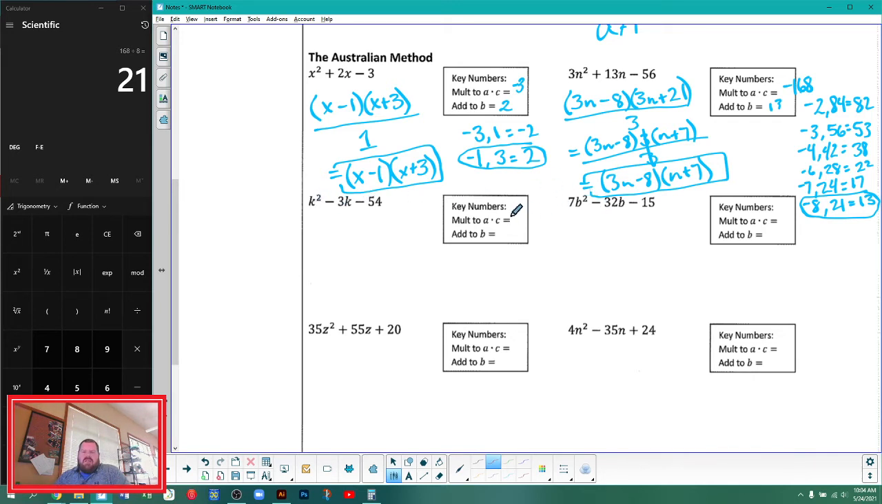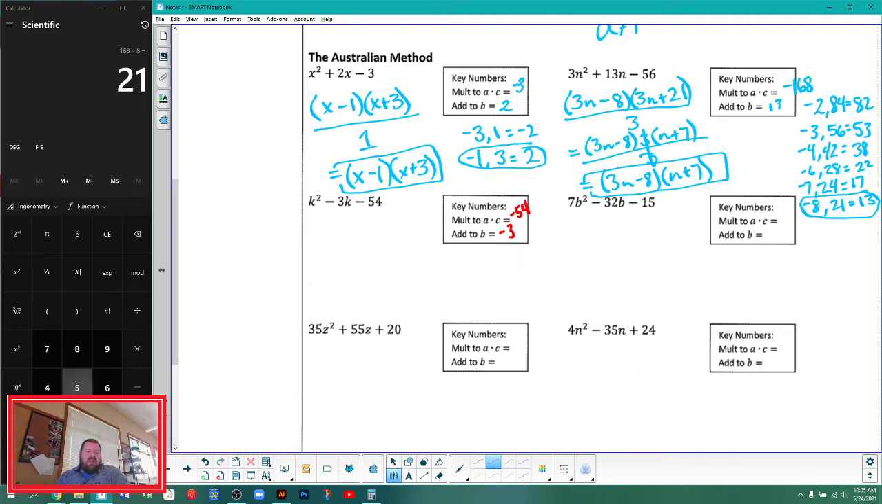This one, a times c is negative 54, and b is negative 3. So I need factors of negative 54 that add up to a negative 3. Since they add up to a negative 3 and the factors are going to be one positive and one negative, I know that I want my negative one to be bigger in order for them to add up to negative 3.